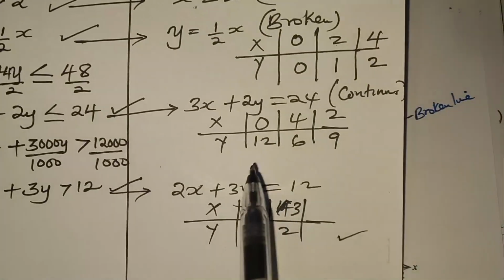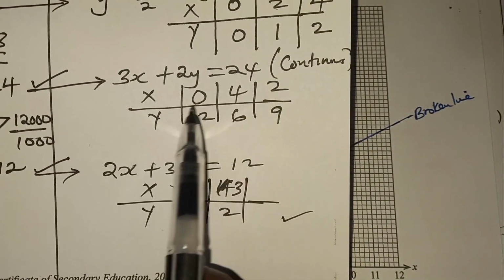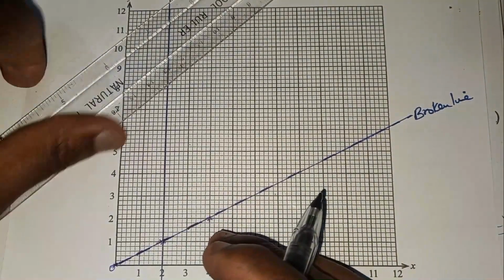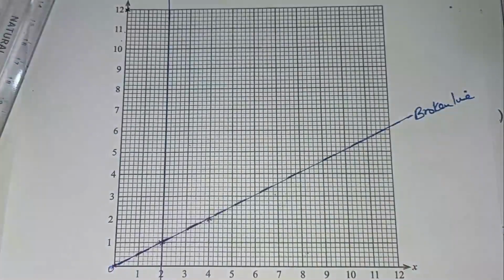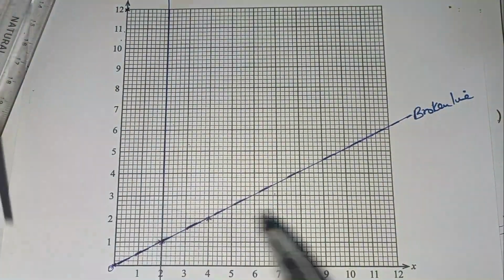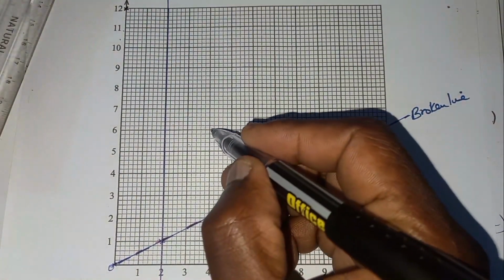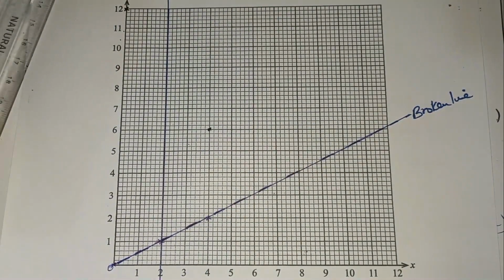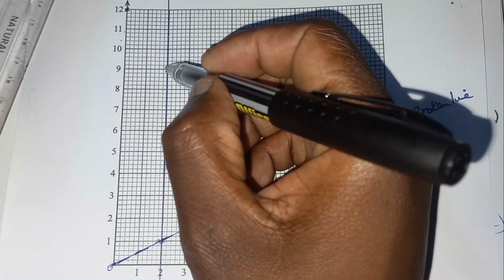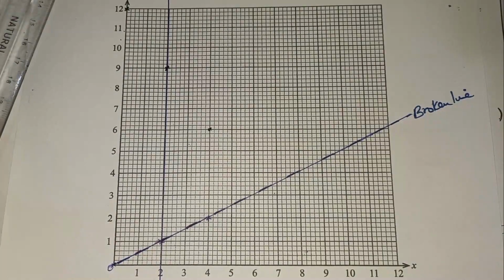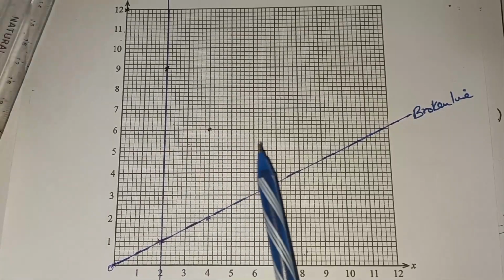The other one I want to plot is 3x plus 2y is equal to 24. So 0, 12 is here. The point is up there. Then we have 4, 6, and then 2, 9. So these are the points: 0, 12 is there, 2, 9 is there, 4, 6 is there.